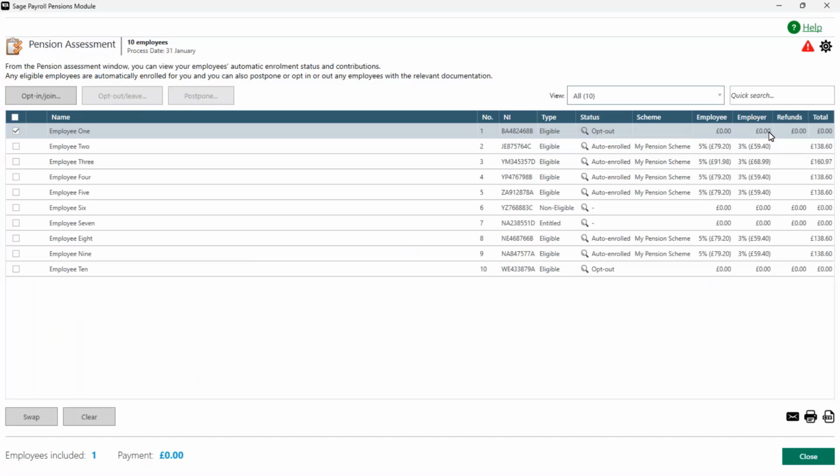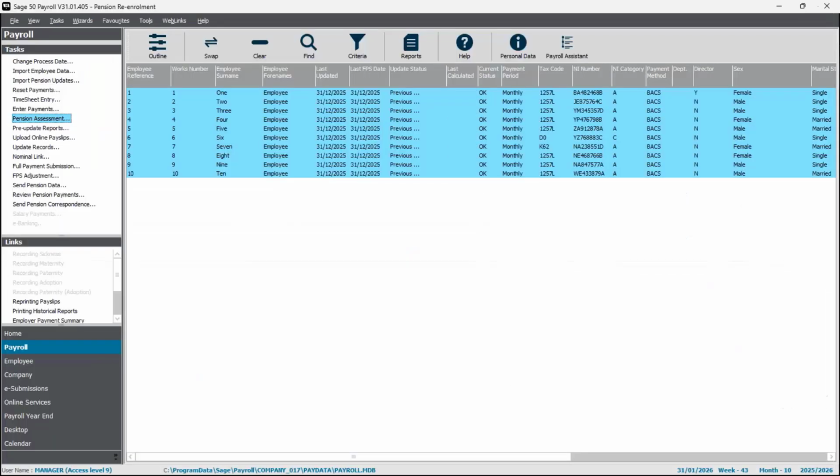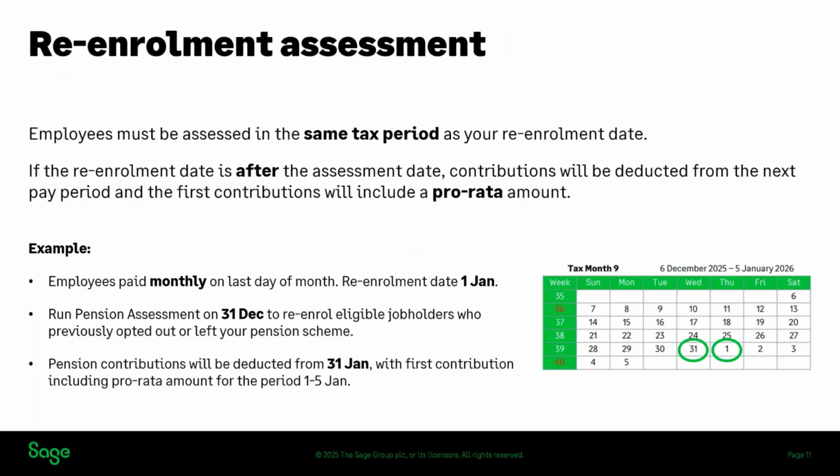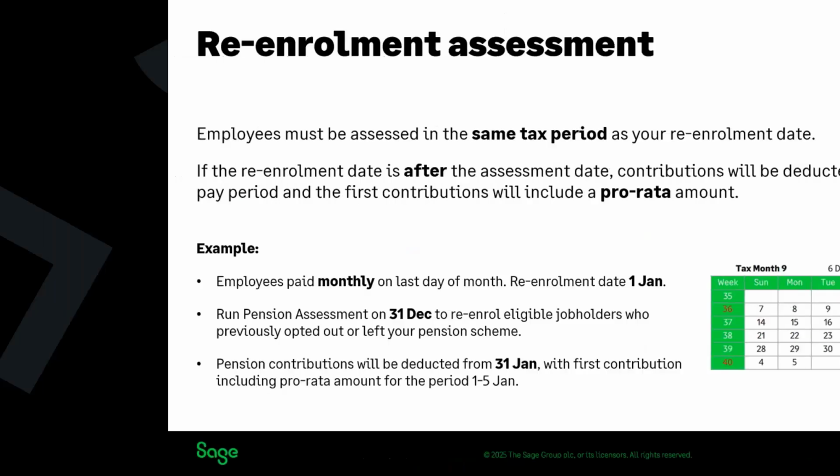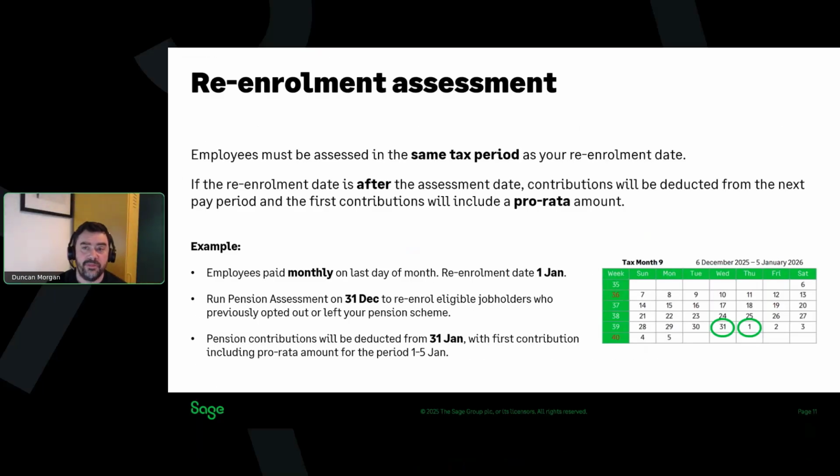But if you had taken a pension contribution, maybe they're paid weekly, it's taken them a few weeks to opt out, you'd get the option to refund it. So that is re-enrolment using the pensions module. So that was the specific example we went through. You'll be able to see that on the handout as well.